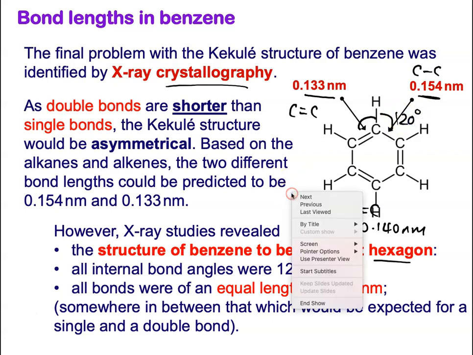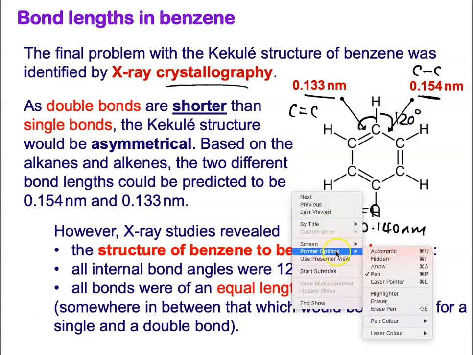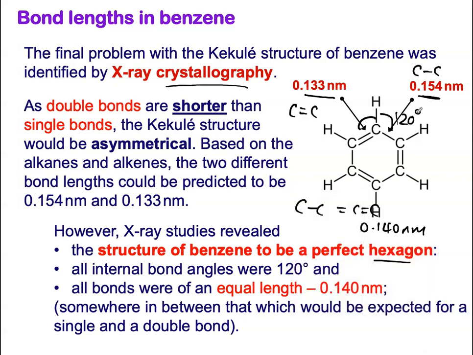Let me change the color of the pen. Make it red or green. Okay, so look, that bond angle there is 120 degrees. Around each carbon, you've got a trigonal planar shape.